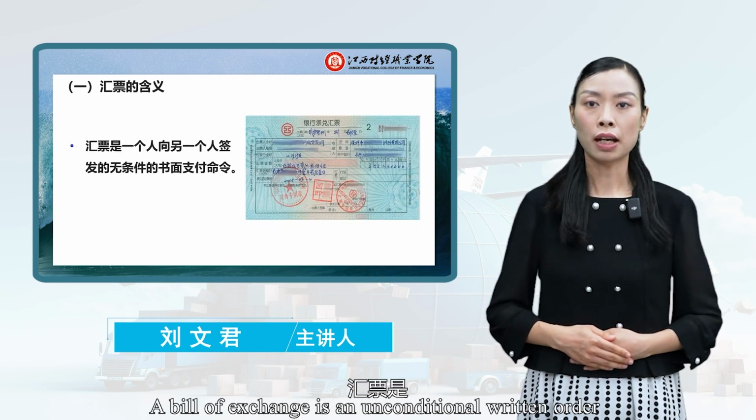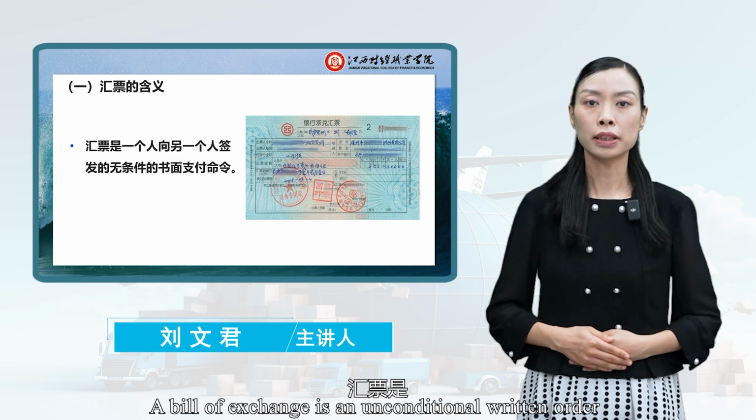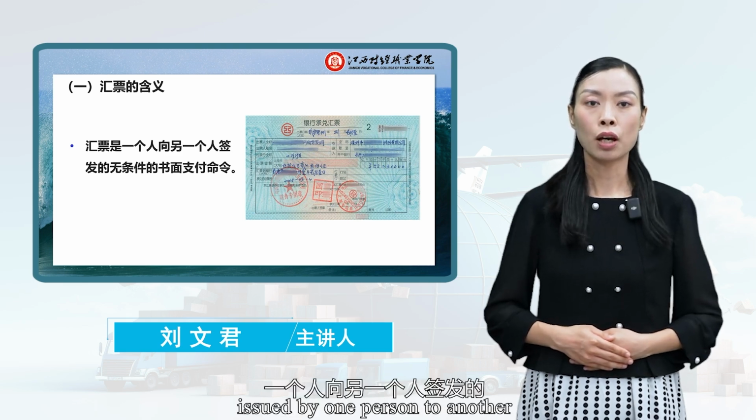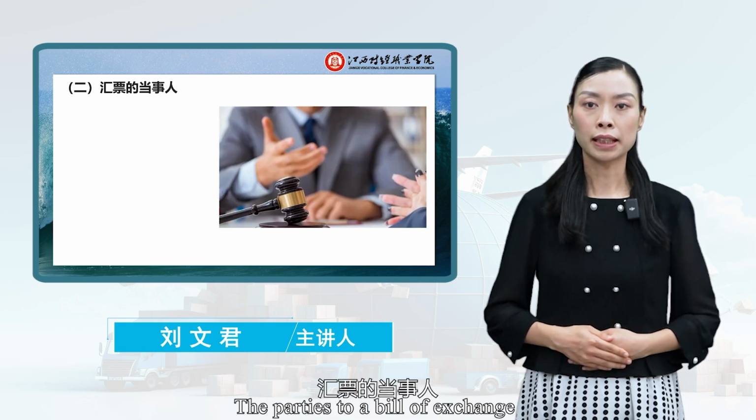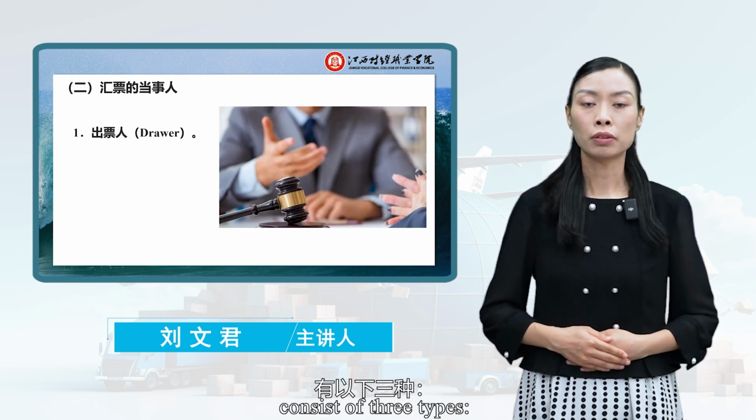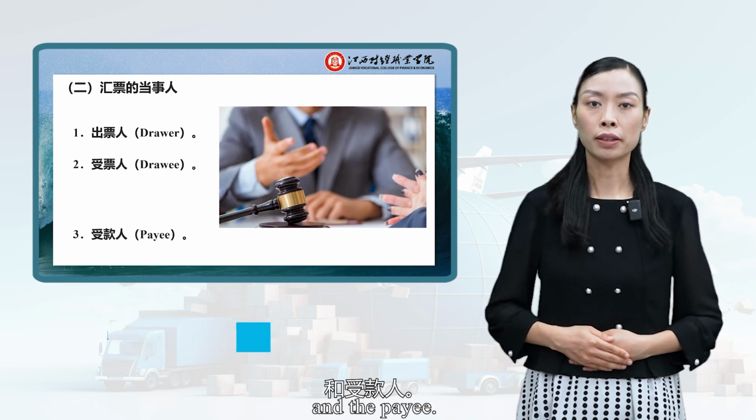A bill of exchange is an unconditional written order issued by one person to another to pay a specified amount of money. The parties to a bill of exchange consist of three types: the drawer, the drawee, and the payee.